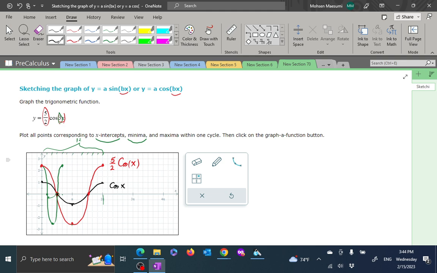So stretch vertically by multiplying by 5/2, shrink or compress or squeeze or whatever word you want to use horizontally by a factor of 3.